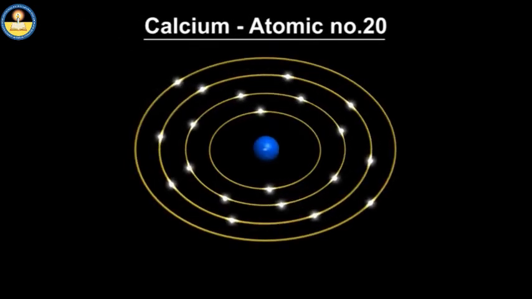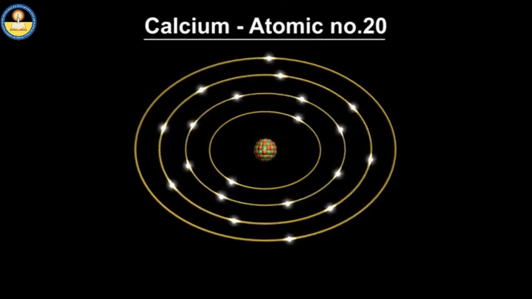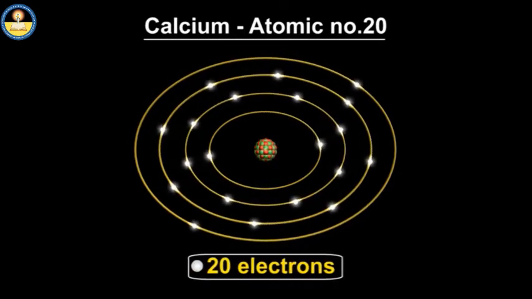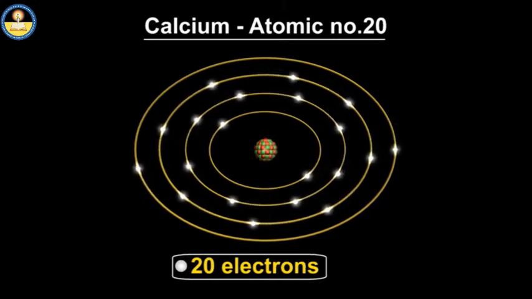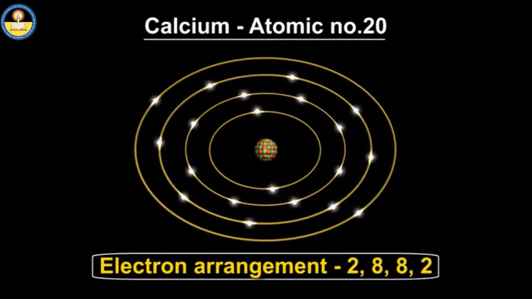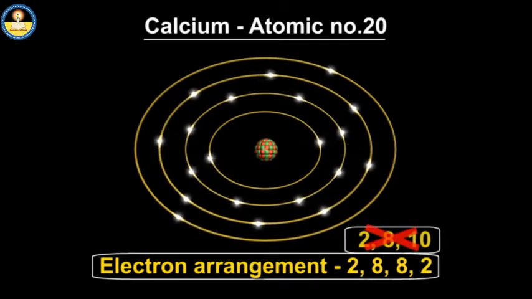Similarly, for calcium, Z equals 20, having 20 electrons, the electron configuration is 2, 8, 8 and 2, and not 2, 8, 10.